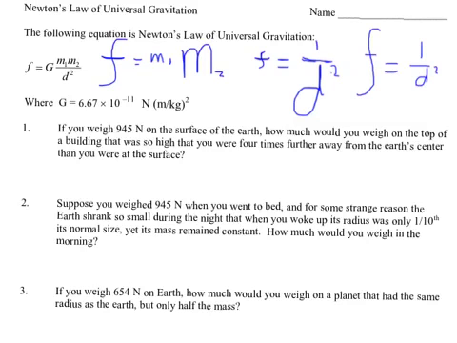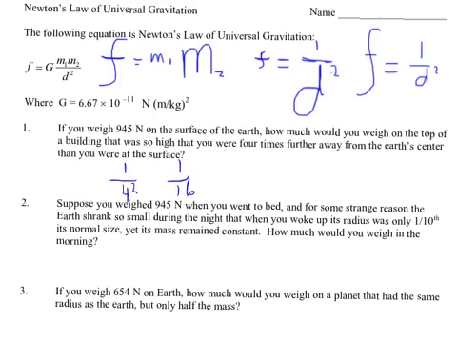Okay, here's how much I weigh on the surface of the Earth, 945 newtons. The question is, how much would I weigh on top of a building so high I am 4 times further away? In other words, I'm going to look at this relationship here. It's not going to be 4 times weaker. Since I'm further away, it's going to be weaker, but not 4 times weaker. It's going to be 4 squared times weaker. So, in other words, it's going to be 1/16 of what it was.